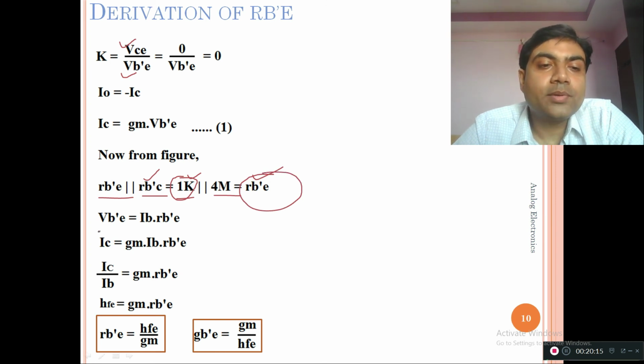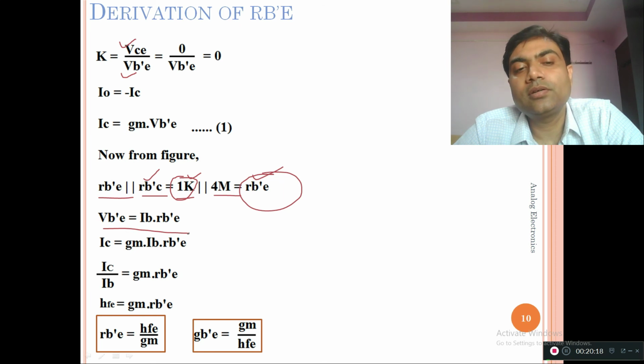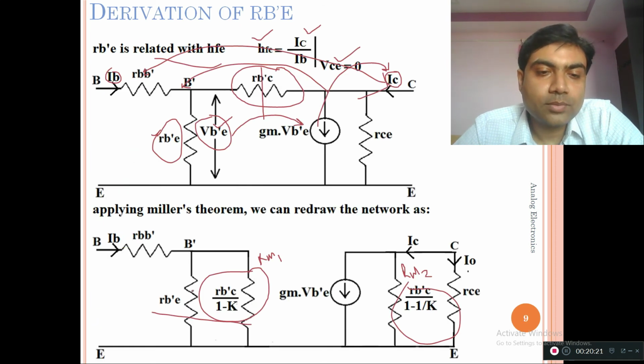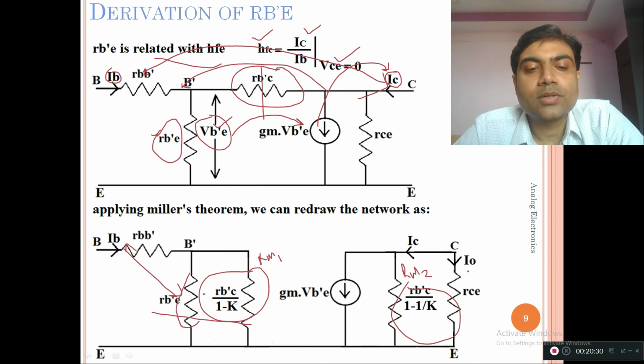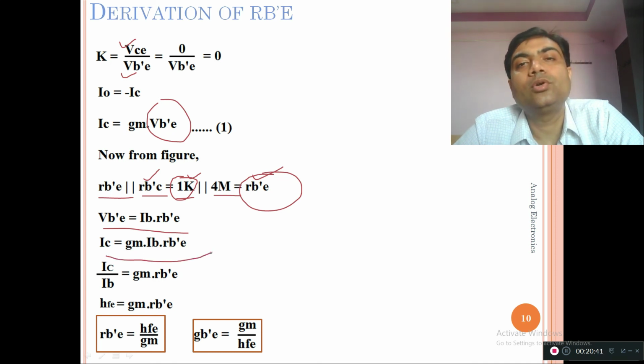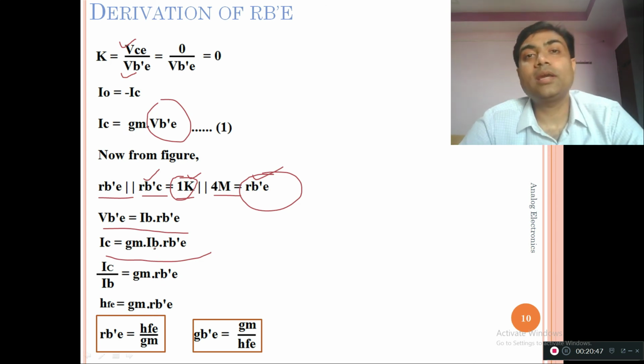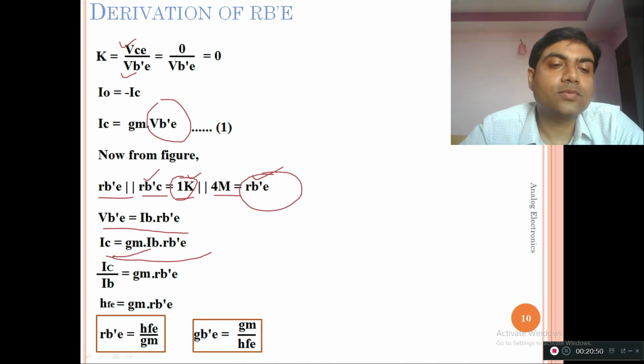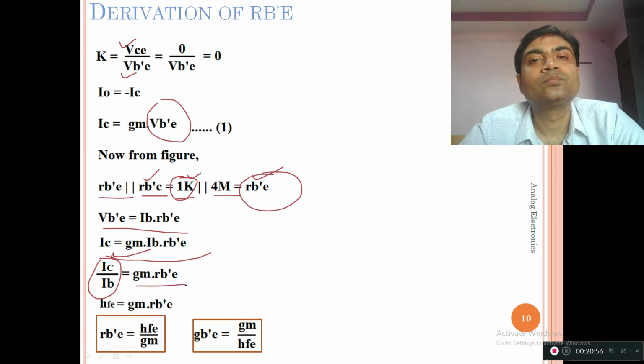So what is VB'? VB' is nothing but IB into RB'E. We have already calculated that. If you multiply these two things, you get the value of VB', which is present across here. I have replaced the value of VB'E in equation number 1, and I am getting IC as GM into IB into RB'E. I know that HFE is nothing but IC upon IB. So I transfer this value here, and IC upon IB can be written as GM into RB'E.